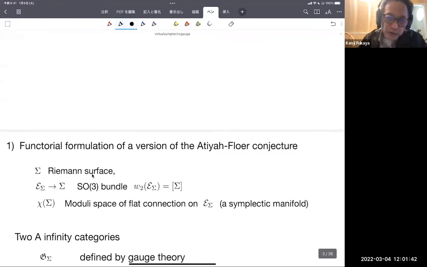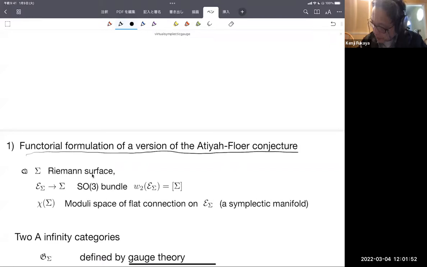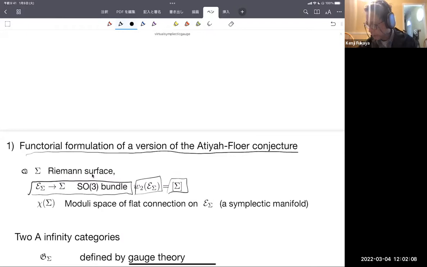I want to define certain two A-infinity categories. This is the functorial formulation of a version of the Atiyah-Floer conjecture. We start from a Riemann surface, a closed oriented two-manifold, which is typically not connected. We consider an SO(3) bundle on this two-manifold, whose second Stiefel-Whitney class is the fundamental class. And we consider the moduli space of flat connections of this vector bundle. This is a symplectic manifold, which is something Ali explained last week.